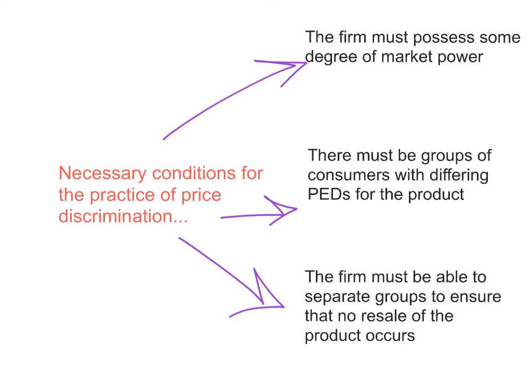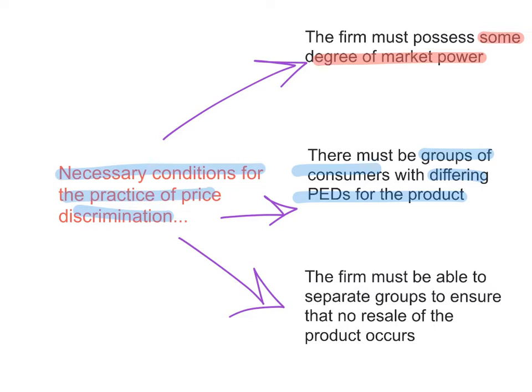Now, for producers to practice price discrimination, there have to be necessary conditions. So what are those necessary conditions? The first one is the firm must have some degree of market power. If the firm doesn't have market power, it doesn't really have the ability to discriminate according to price. Second condition, there must be groups of consumers and each group has a different price elasticity of demand. So groups of consumers with differing price elasticities of demand for the product.